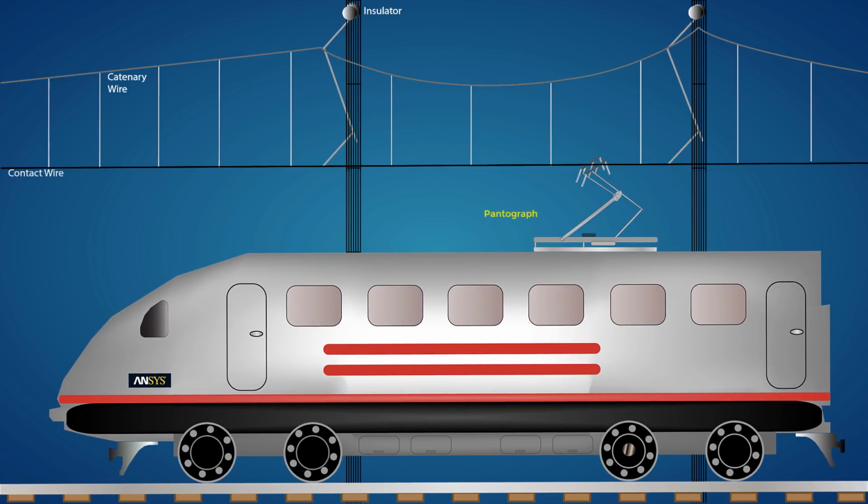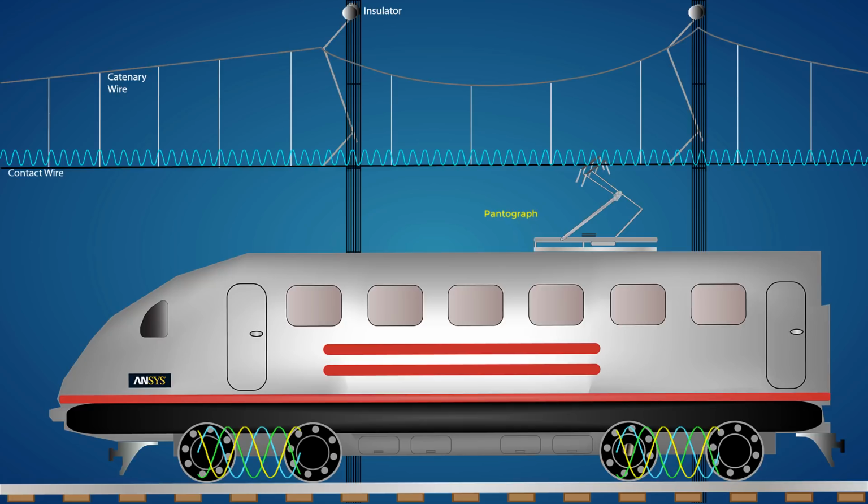This is a diagram of a typical electrical train system. There is an overhead line that provides single-phase AC current. However, the traction motors that move the train require three-phase AC current to operate. Therefore, it's necessary to convert from single-phase AC to three-phase.